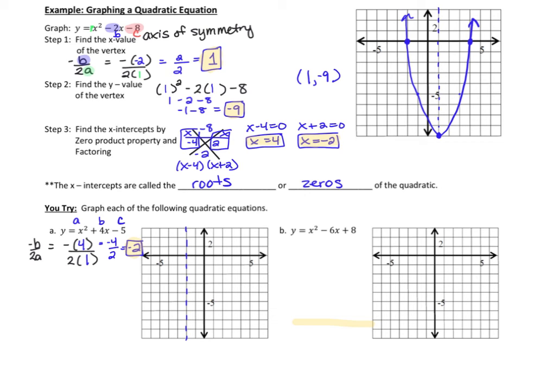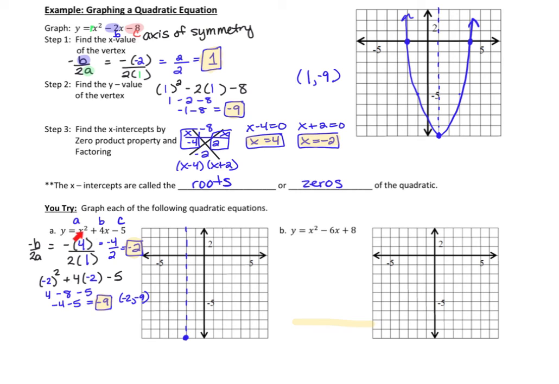What do I do to find the y value of my vertex? To find the y value, you have to take your answer for your x and substitute it into your original equation to get your y. This is going to give me -2 squared plus 4 times -2 minus 5. So -2 squared is 4, and then 4 times -2 is -8, and then we have the minus 5 at the end. 4 minus 8 is -4, minus 5, and -4 minus 5 is -9. So this means my vertex is going to be at -2, -9.